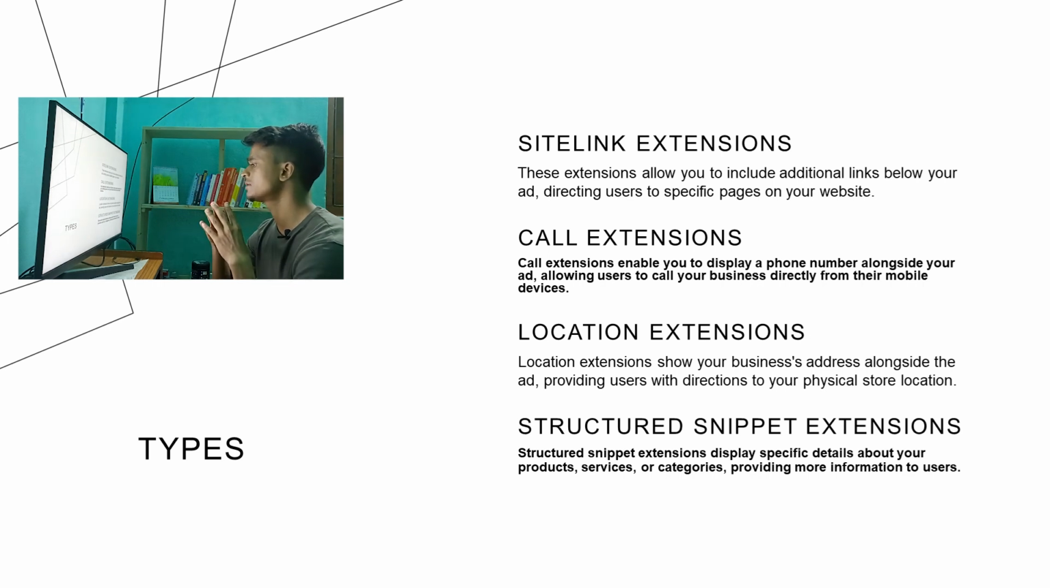Structured snippet extensions display specific details about your products, services or categories, providing more information to your users, right? If you are advertising your business on Google, not only are you advertising one specific service, but you also can add different products, services or categories that you sell. You obviously can add those to your ad, right? So this is basically extensions.